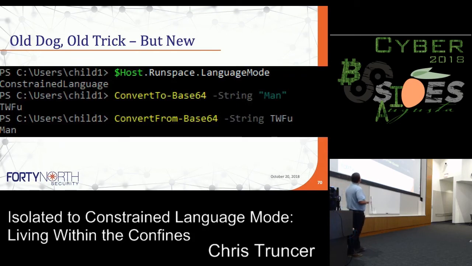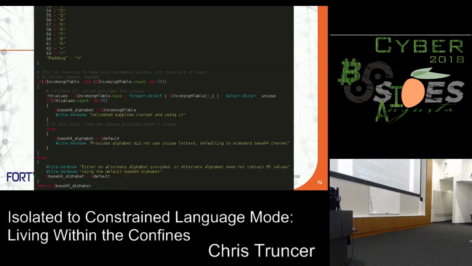Host run space language mode. You can see we're in constrained language mode. We're going to convert to base64 string with the string man. We still get our TWFU. If we convert from base64 that string, we get back our man value. So we have base64 encoding now completely working in constrained language mode.